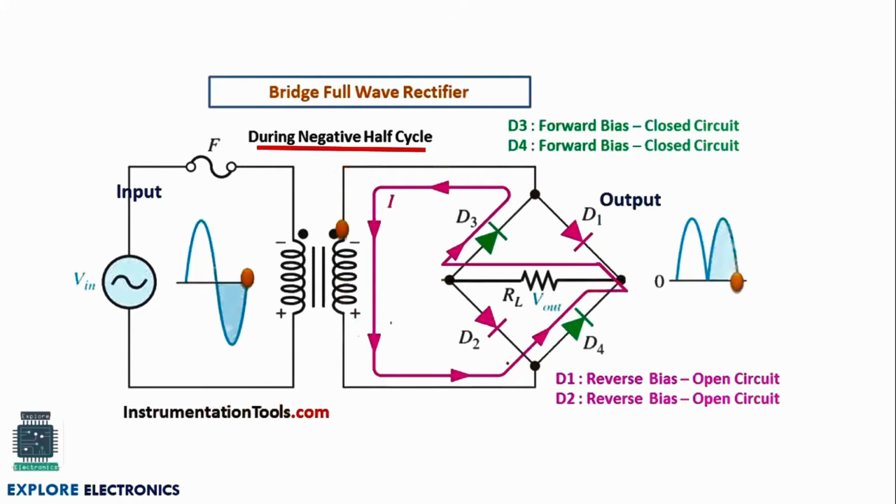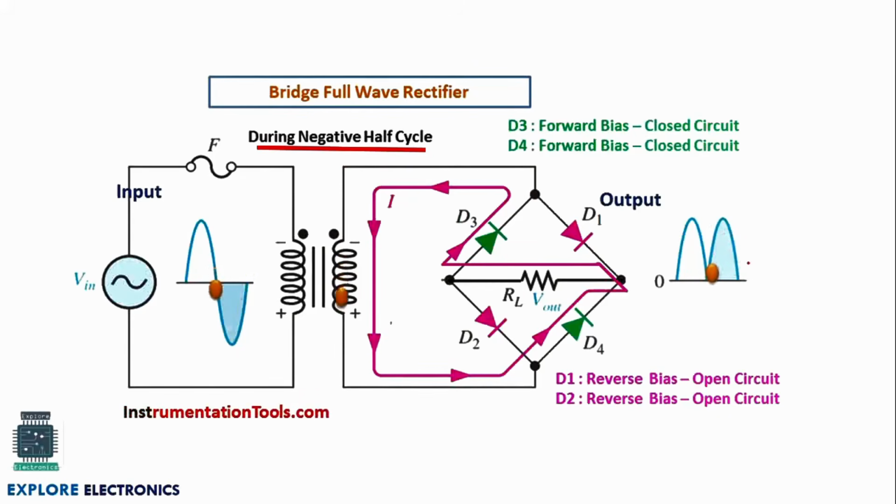It makes D4 forward biased. The positive voltage makes D4 forward biased, and also through this path D3 becomes forward biased. That's why the current is flowing through D4, through RL, through D3 and to the negative terminal. So here we are going to get the same output as the positive half cycle, right?